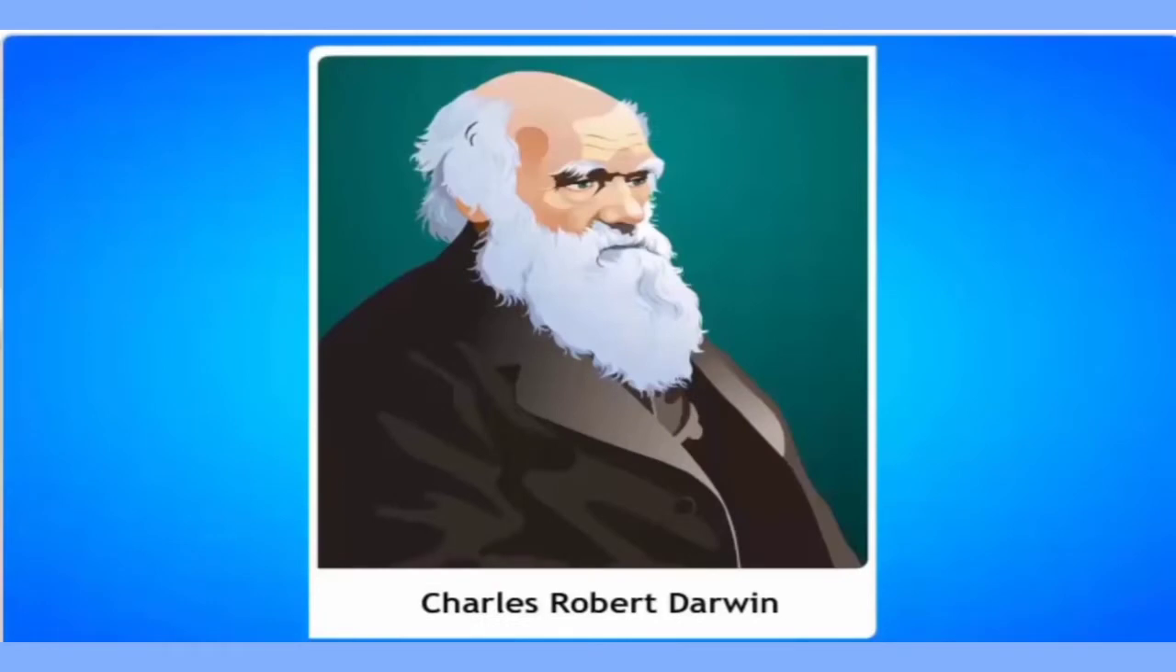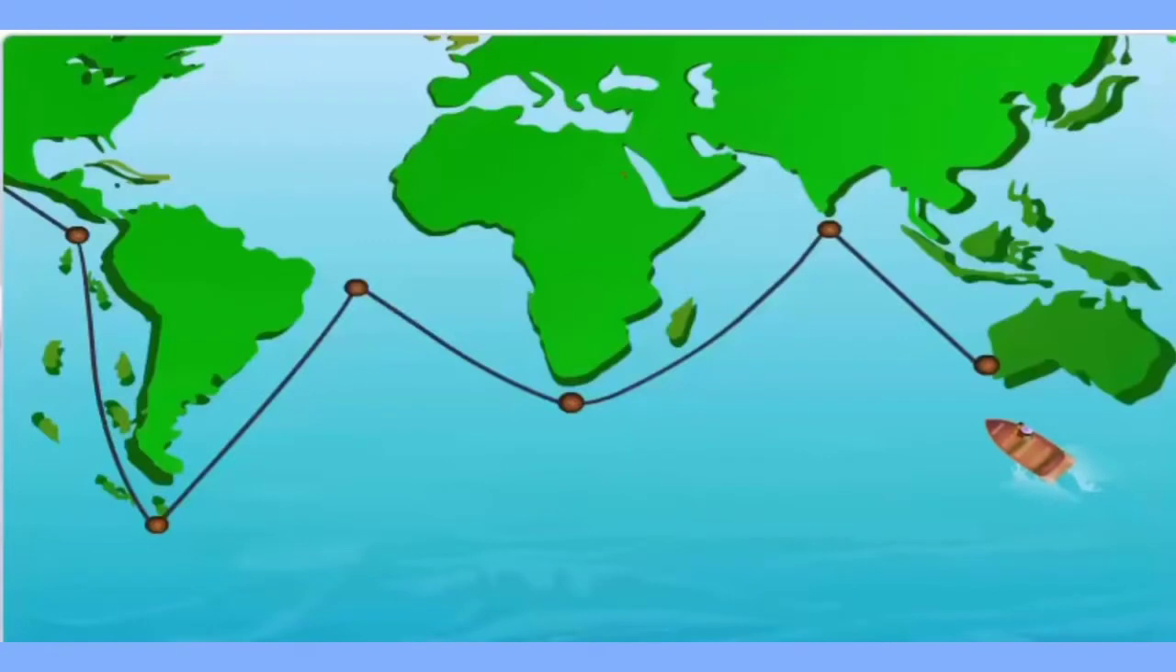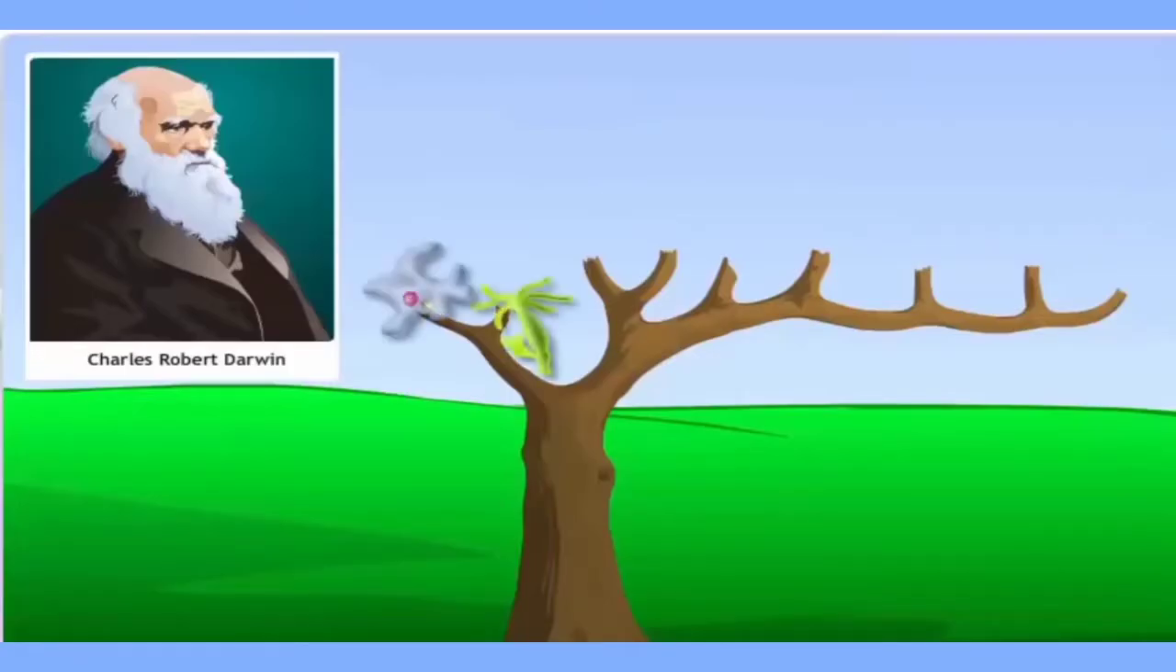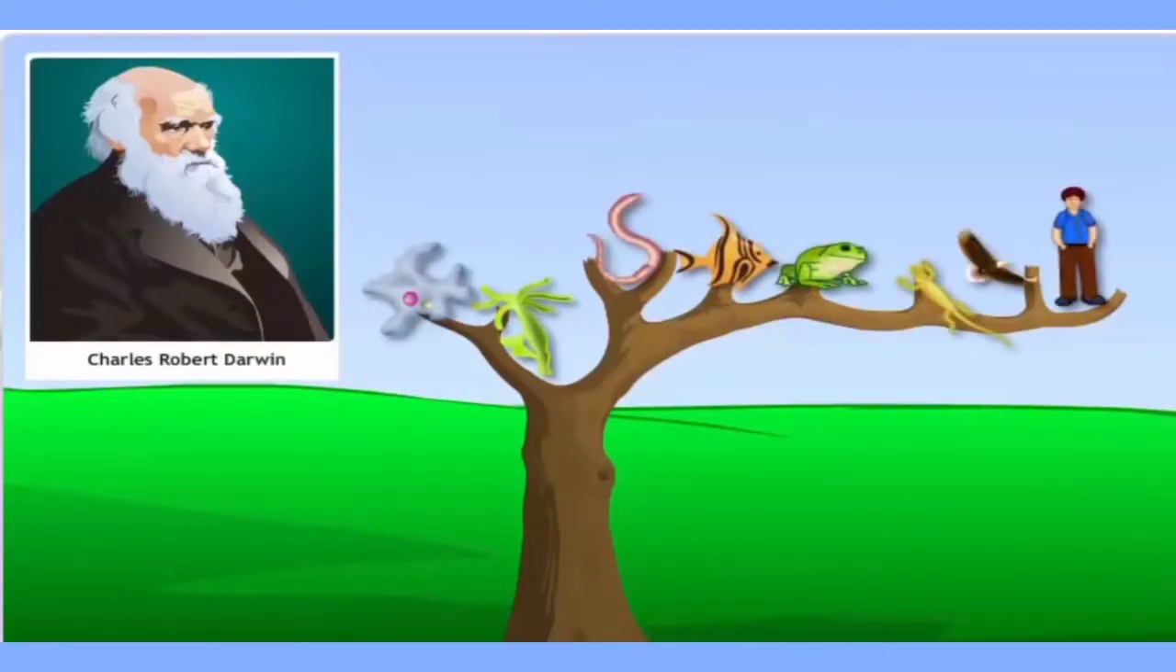Charles Robert Darwin had a different theory on evolution. He set out on a voyage, observed various species of life on Earth, and put forward the idea of evolution of species by natural selection. Darwin compared the emergence of new species to the branching of a tree. He said that a species inherits its characters from its ancestor.